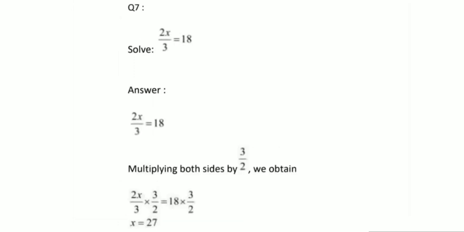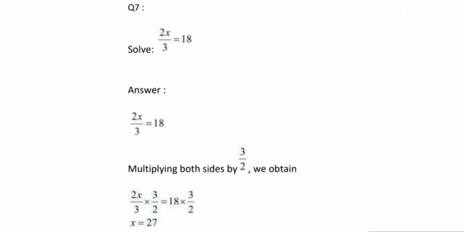Now see the next question. The question is 2x upon 3 is equal to 18. As you can see here, to find the value of x, we have to remove 2 upon 3. So how will we remove it? We will multiply both sides by 3 upon 2, okay. So we obtain 2x upon 3 into 3 upon 2 is equal to 18 into 3 upon 2.